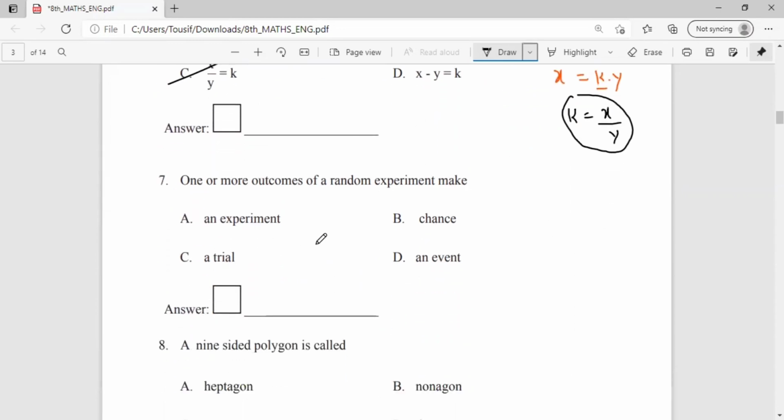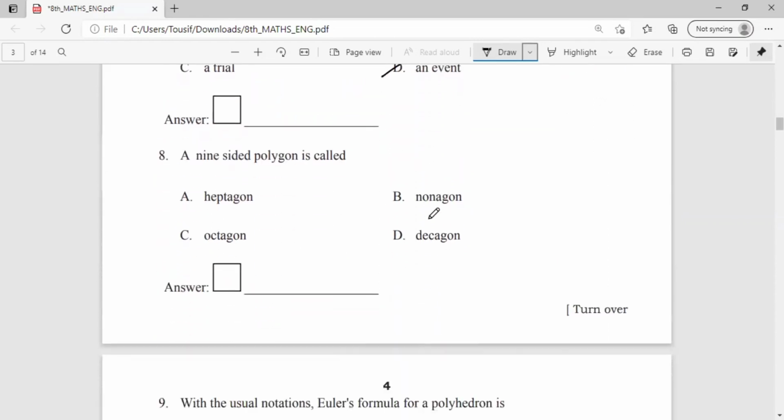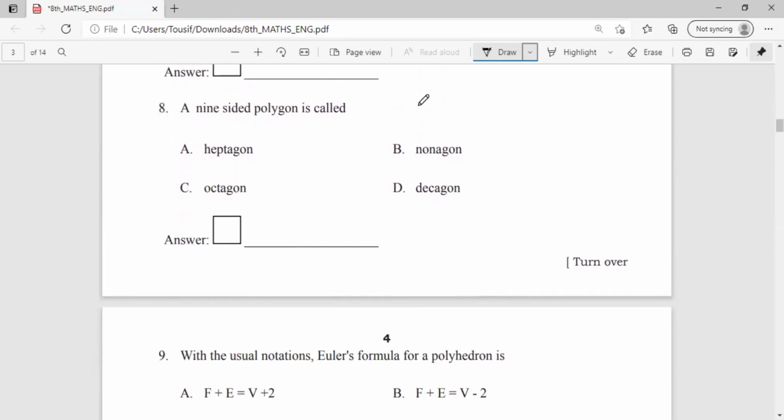One or more outcomes of a random experiment, that was a simple one, that is an event. Okay, so moving to the eighth one. A nine-sided polygon is called what? Nonagon. The option is going to be B. Eight-sided is called an octagon. Nine-sided is called a nonagon.